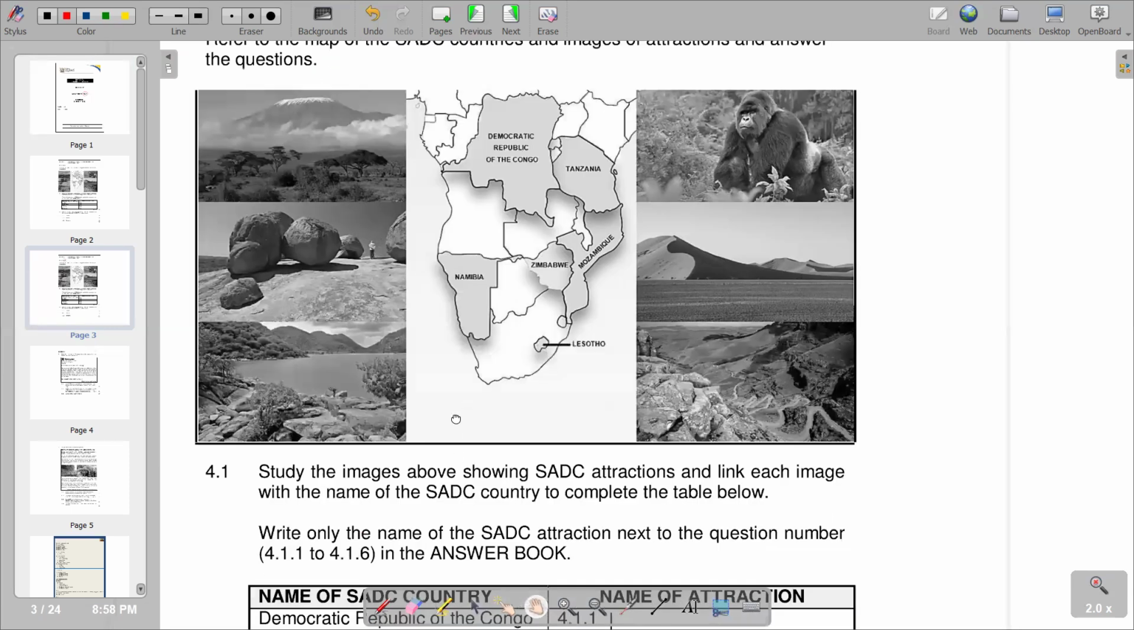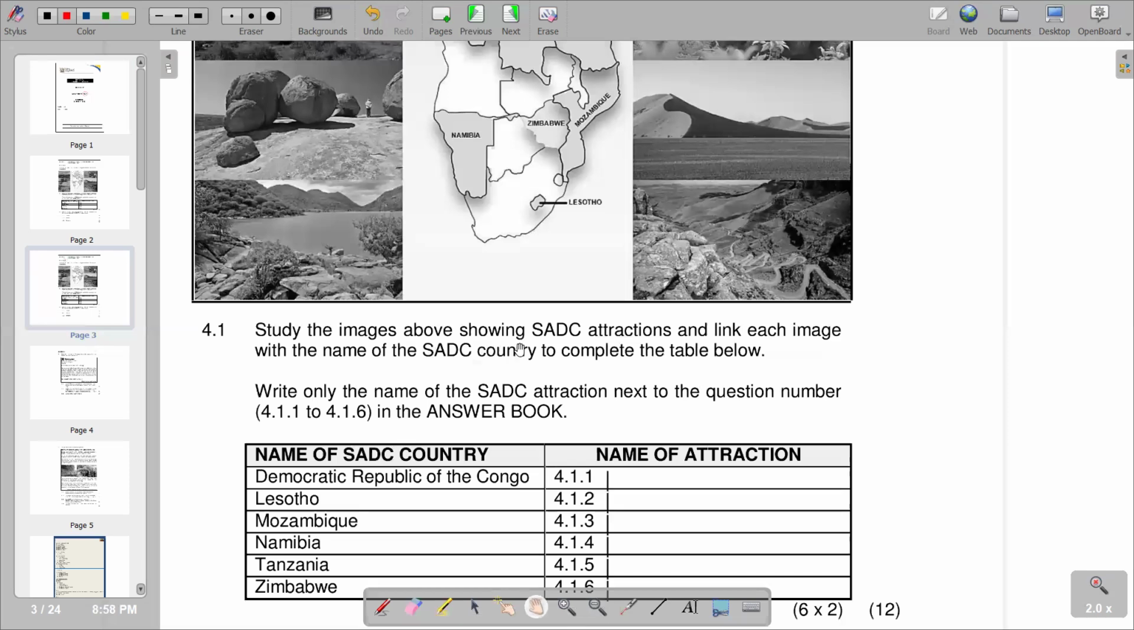Now you are given 4.1, which is the images above showing SADC attractions, and you link each image with the name of the SADC country to complete the table below. Write only the name of the SADC attraction next to the question numbers 4.1.1 to 4.1.6 in the answer book. So in the answer book, you just list 4.1.1 up to 4.1.6, and then you relate in terms of the tourist attraction. In the first column we've got the name of the SADC country, and in the second column the name of the attraction, with the numbers relating to the second column.